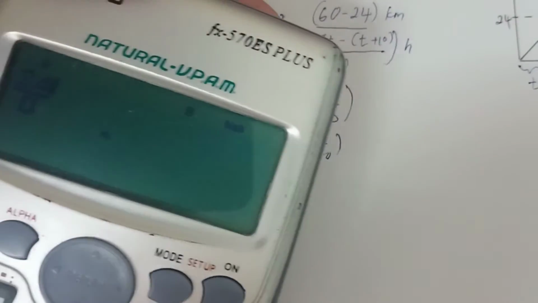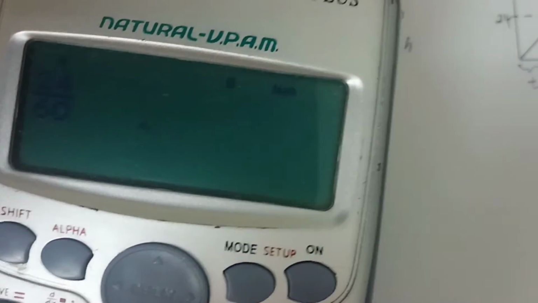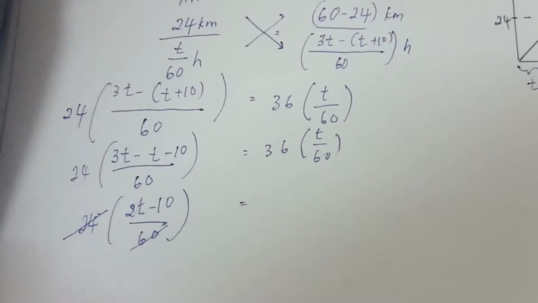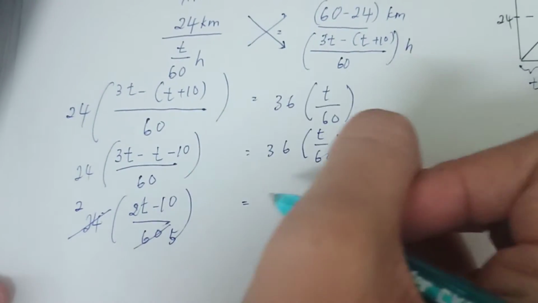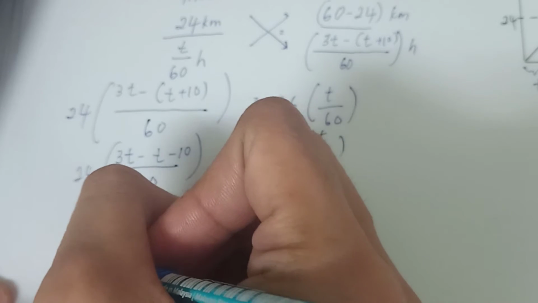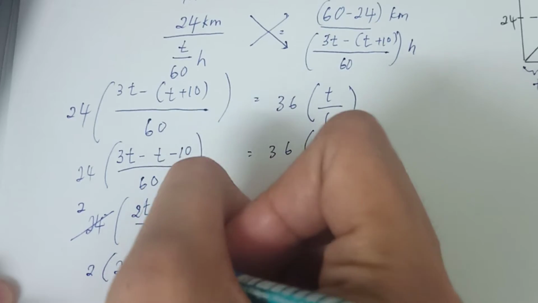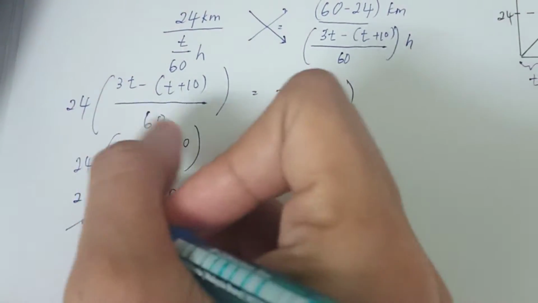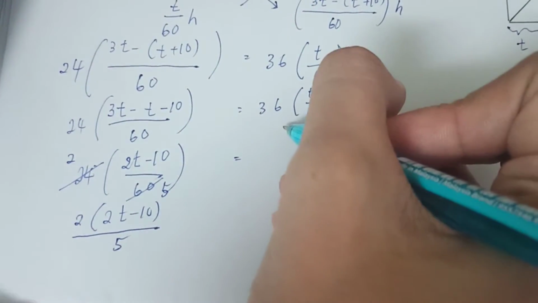Boleh nampak ke? 24 over 60. And then you get a simplified version, 2 over 5. So here is 2, here is 5. If I rewrite this, it will become 2 times 2t minus 10 over 5. Sebab dia darab, jadi kita boleh cancelkan. So sama juga dekat sebelah sini, it's the same for here.